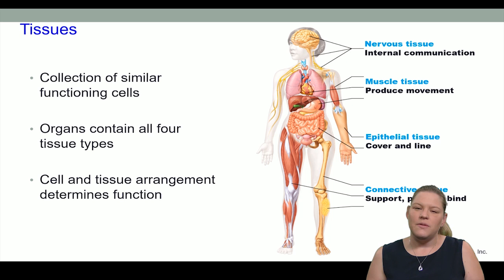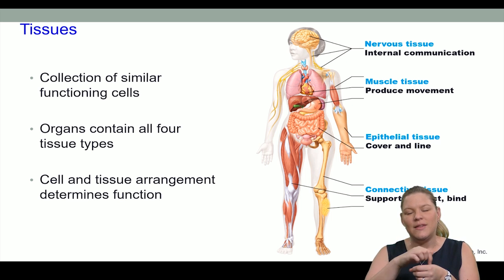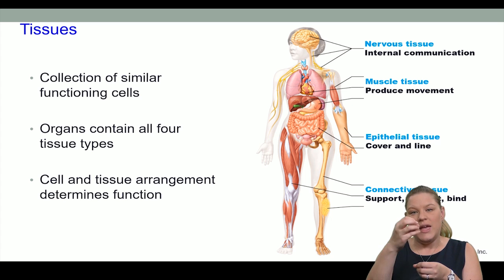The arrangement of the tissues in the organs themselves will also determine the overall function of that organ. If we look at a blood vessel, and we'll look at these in more detail as we move through the semester and through the year, we have smooth muscle tissue in the middle of a blood vessel that's directing movement, but then inside the blood vessel we have epithelial tissue that's allowing the smooth passage of blood through there.